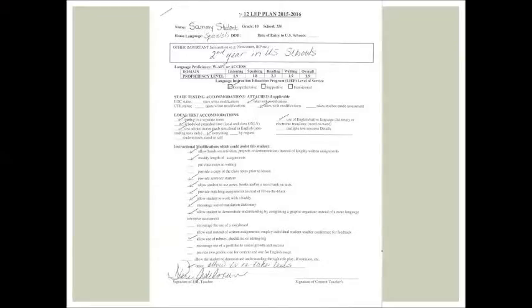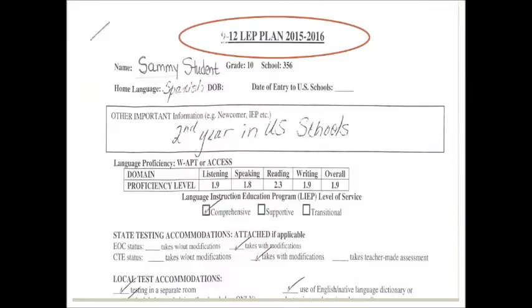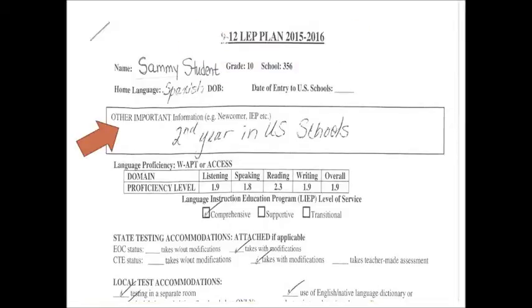Step 1, you receive your student's LEP plan. Please get it out of your materials folder. We'll read 9th through 12th LEP plan for 2015-16. Look at the boxes. The first box is going to indicate whether or not the student has an IEP, whether or not the student's a newcomer, or any other important information that you'll need to know. If a student's been in the United States for a while, that box may be blank.